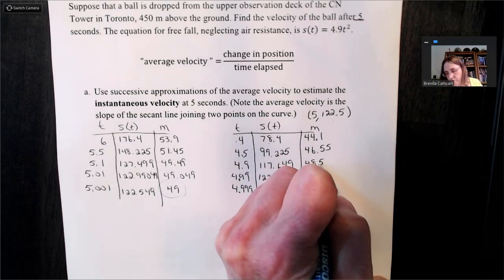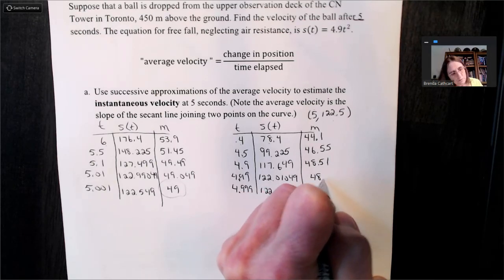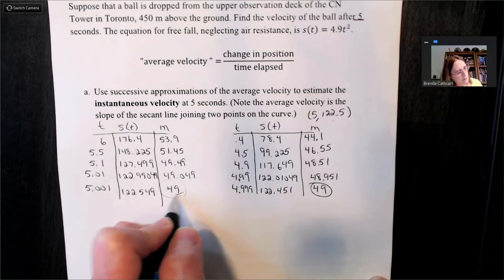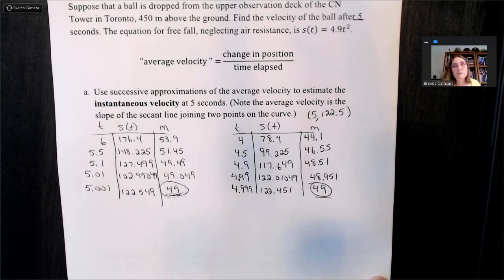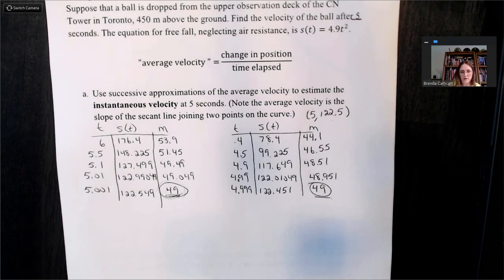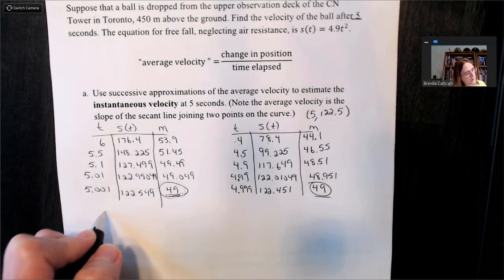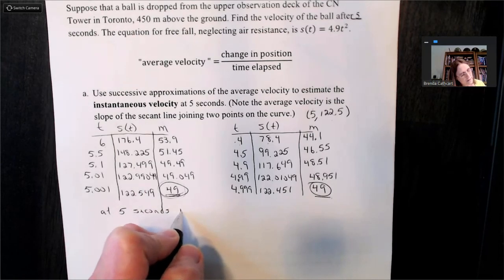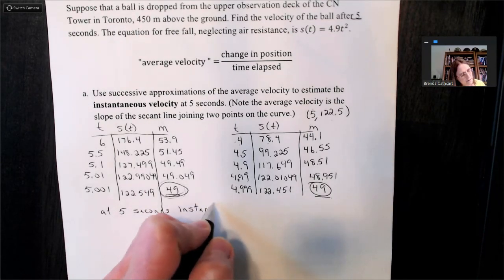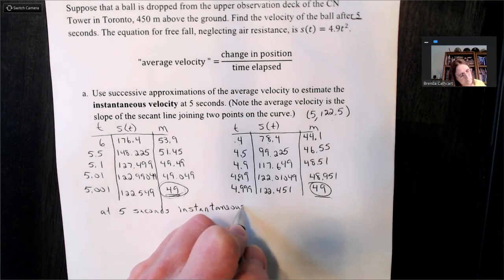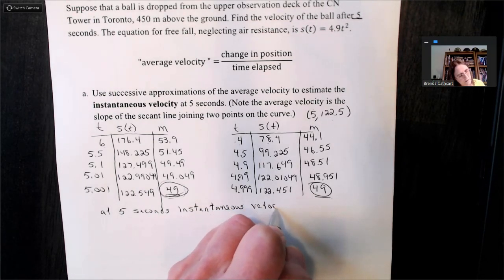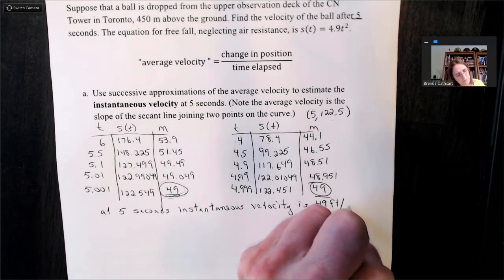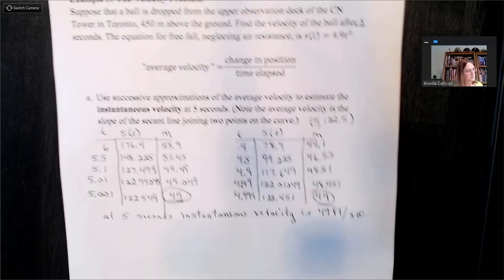and more slopes. And as we see, these slopes are gradually increasing until they reach the same limiting value as the slopes from the other side of 49. So at 5 seconds, we have found that the instantaneous velocity of the ball is 49 feet per second. Okay?